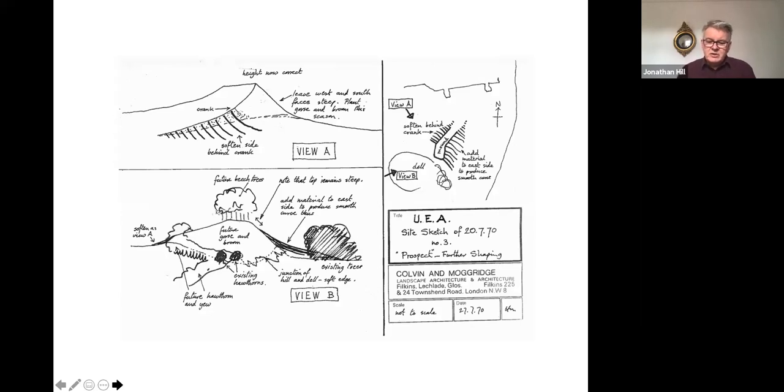Remarking, and this is another quote from Lasdon, he said, "I became interested in designing buildings which responded almost ecologically to unique and specific situations." And Lasdon consequently recommended Brenda Colvin as UEA's landscape architect. Colvin's a very interesting figure because she was president of the Institute of Landscape Architects in 1951 and was the first woman to head a UK design or environmental profession.